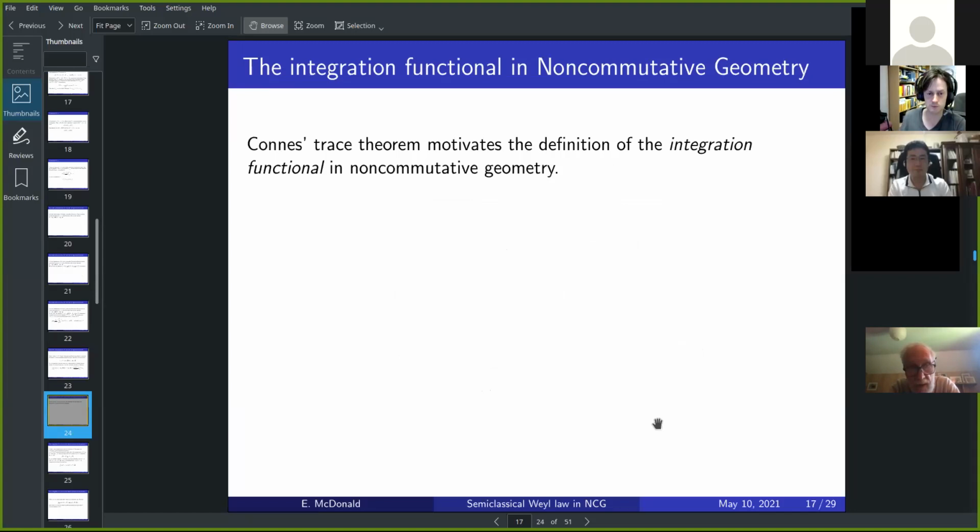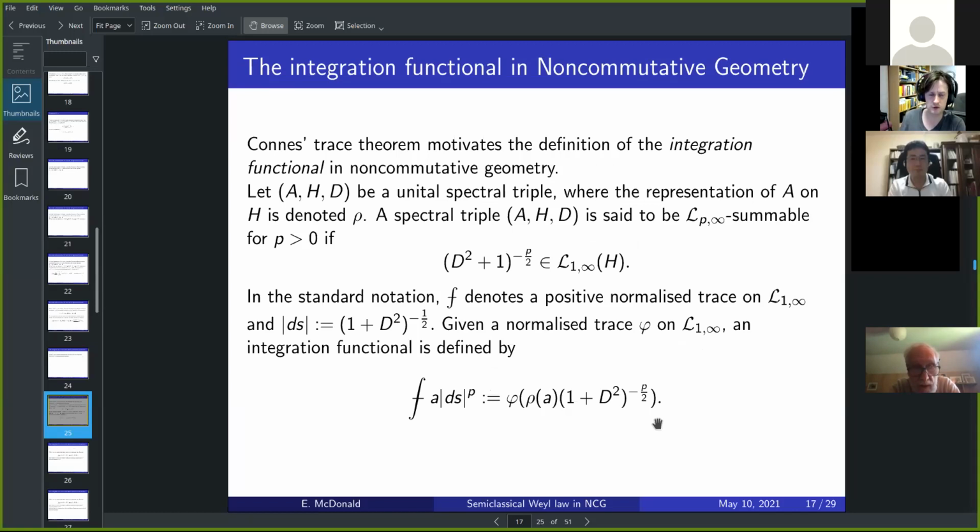So what am I talking about here? I suspect that for this audience, I don't need to remind you what a spectral triple is, so I've skipped the definition. But (A, H, D) is a unital spectral triple, with Hilbert space H, algebra A, Dirac type operator D. And there's a unital representation of the algebra A on H, which I'll call rho. I'm going to be dealing with the so-called L_{p,infinity} summable spectral triples. A spectral triple is L_{p,infinity} summable for p bigger than zero if the resolvent of D to the power p is in L_{1,infinity}. Or if you like, if the resolvents of D are in L_{p,infinity}(H).